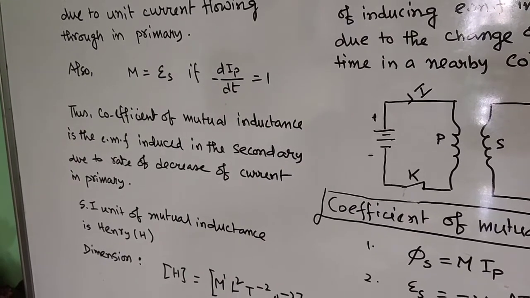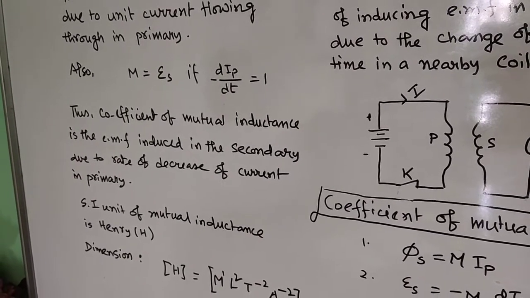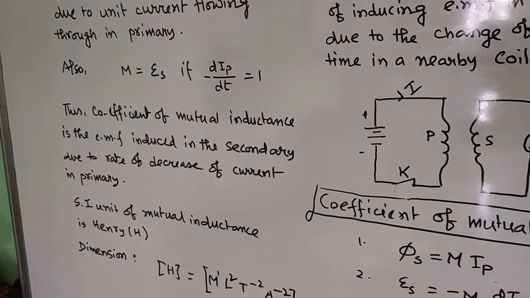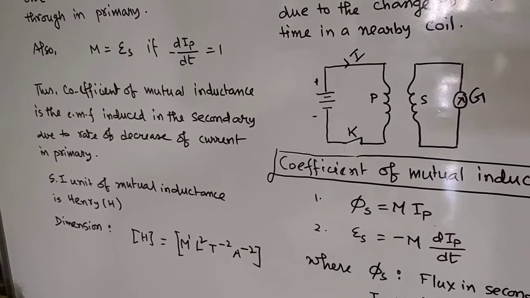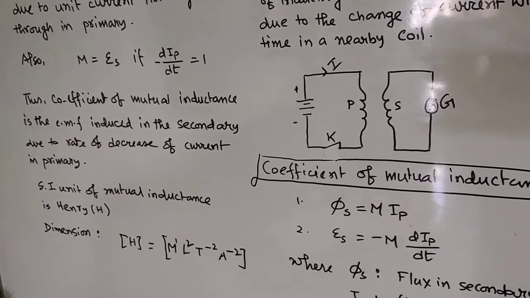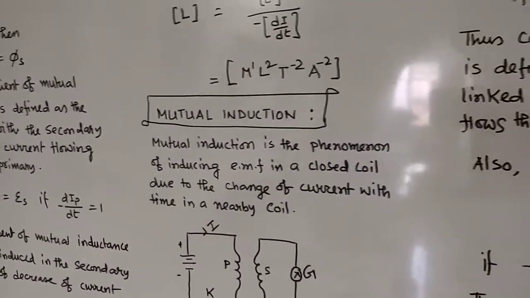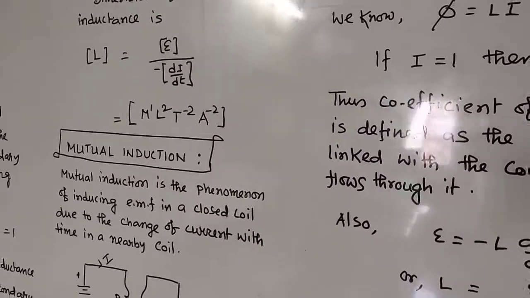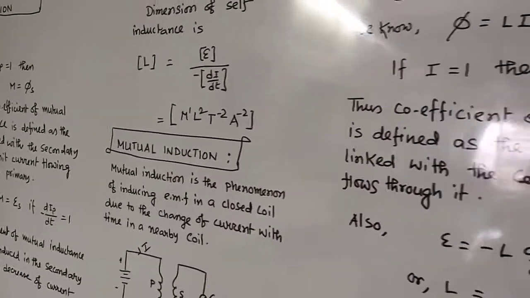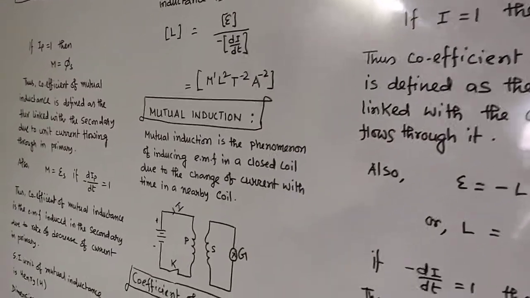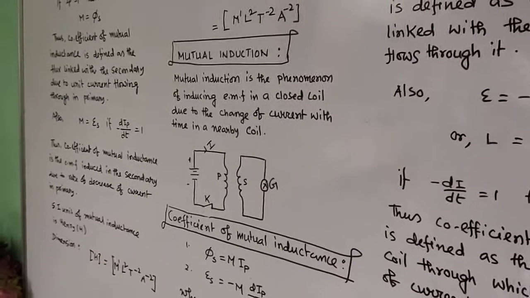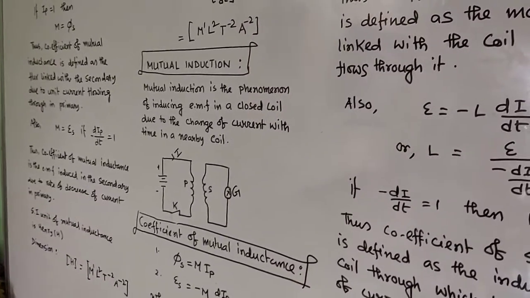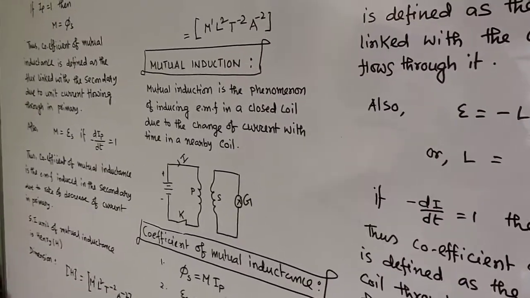So SI unit of mutual inductance is same as that of self inductance, that is Henry, and dimension also same, that is M1 L2 T minus 2 A minus 2. So in self inductance you will get a single coil, and sometimes self inductance is known as electrical inertia. In mutual inductance you need two coils, and source is there in one coil but EMF is produced in another coil where there is no source.